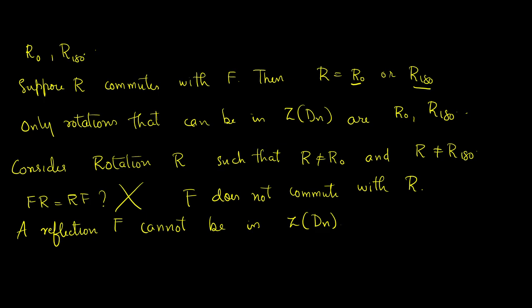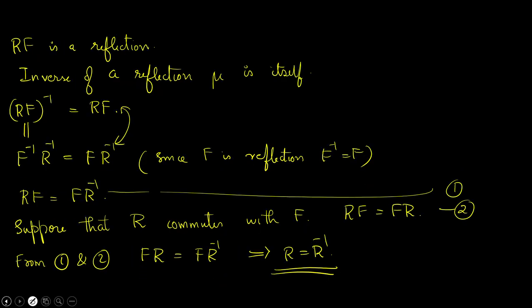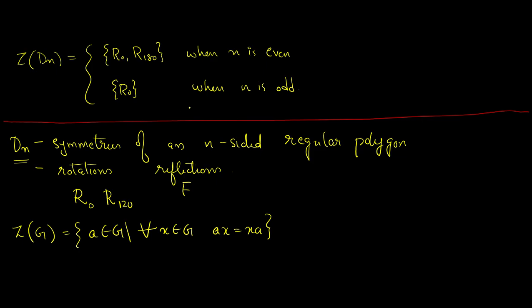So we have studied the rotations and reflections. We have exhausted everything. So what can Z of Dn be? The only possible candidates are R0 and R180, right? And when will R180 exist? Only when n is even. So when n is even, the center will have two elements, R0 and R180. But when n is odd, it is the singleton R0. So this is exactly what we wanted to prove, right? The center of Dn is this.